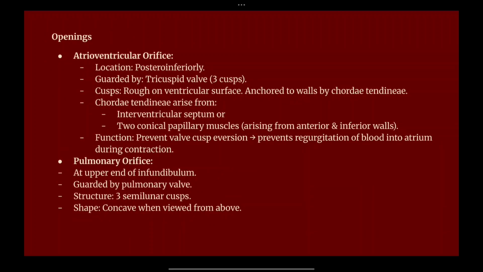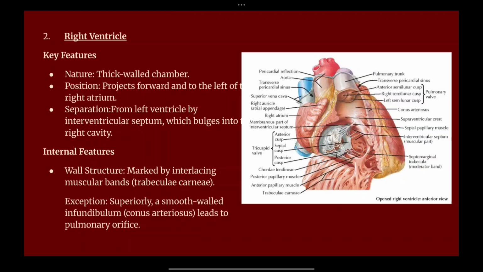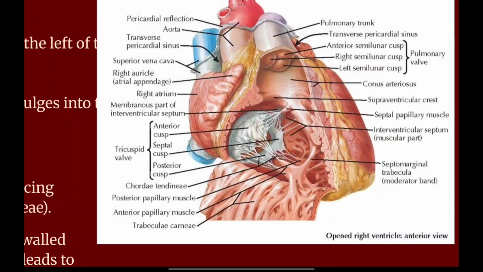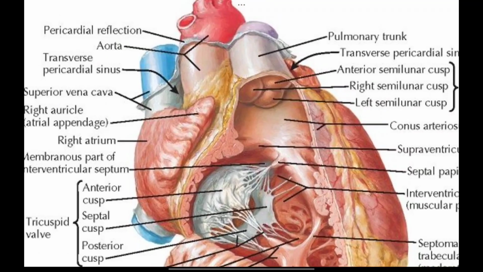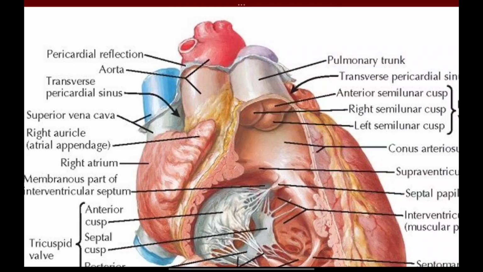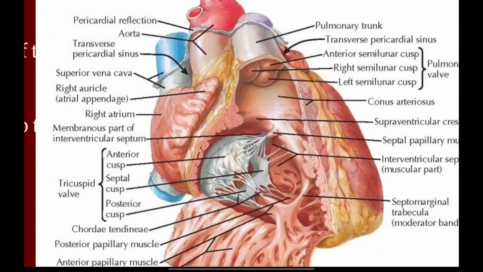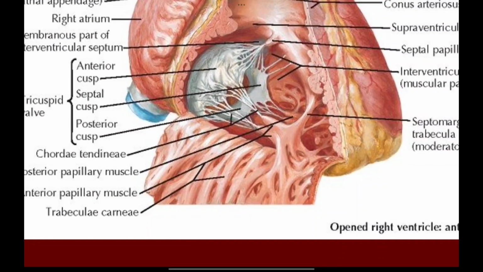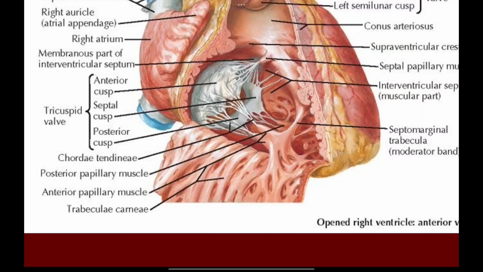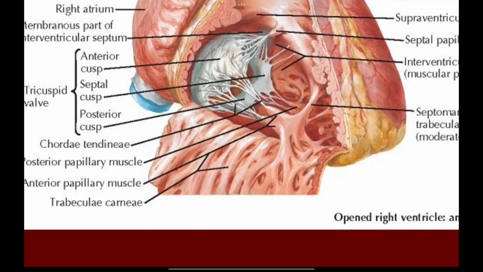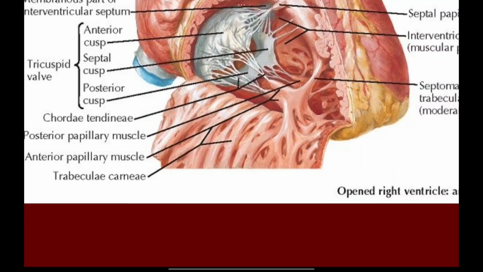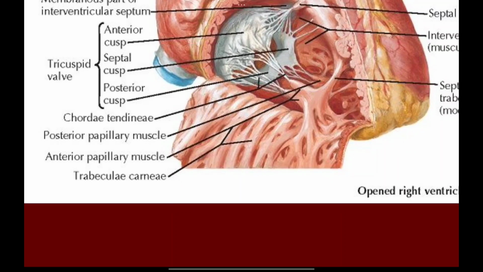We'll see the openings later. First we'll see the anatomical features of the right ventricle. The right ventricle has a thick muscular wall, not as much as the left ventricle. We'll come to the left ventricle later. Near the pulmonary trunk or pulmonary orifice, there is a superior smooth muscle wall, and the rest is covered in muscular ridges called the trabeculae carneae. You can see all the muscular ridges. It is not smooth. There are muscle fibers which are bundled and rough. These are called trabeculae carneae.